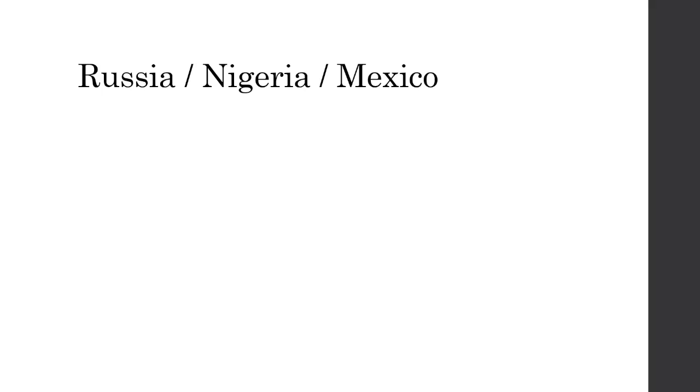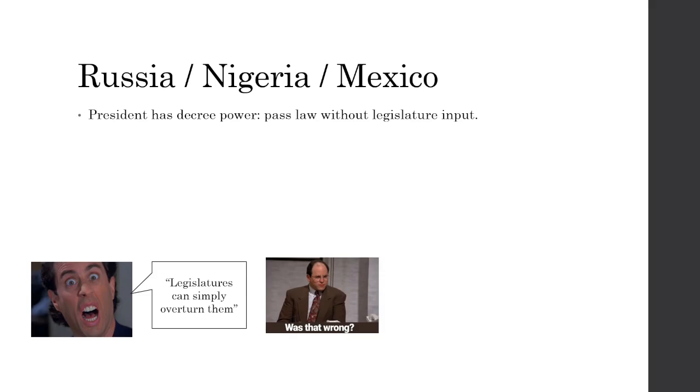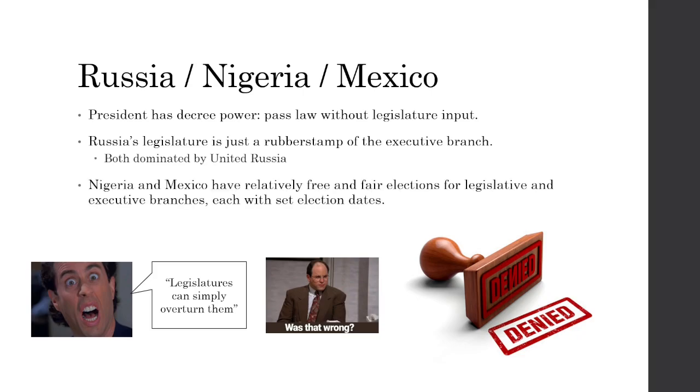So let's talk about Russia, Nigeria, and Mexico. What's so similar about these three countries? I'll show you. They have presidential decree, which means that the president can pass law without the legislators' input. Now, can legislators just simply overturn them? No, they can't. Russia's legislator, for the most part, is a rubber stamp of the executive branch, so they have no reason to overturn them because they're just going to agree or be scared to disagree with the policy, as both branches are dominated by United Russia. Nigeria and Mexico have relatively free and fair elections for the legislature and executive branches, each with set election dates.